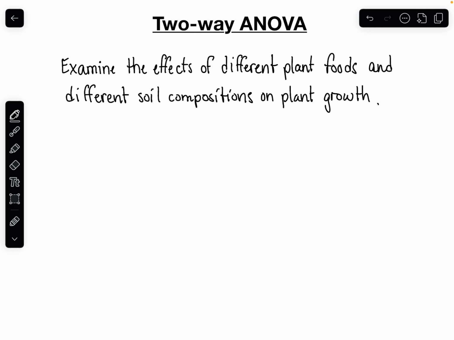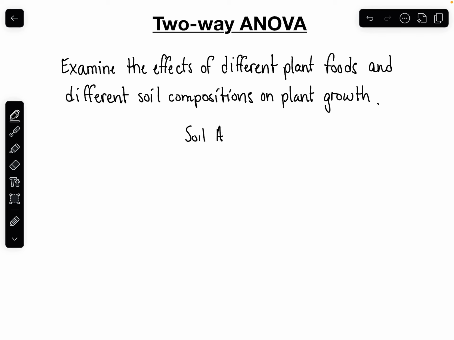Now, we could do this as two separate experiments. We could do one experiment where we use the same soil composition and all different plant foods. And then we could do another one where we use the same plant food but all different soil compositions. Or we could find every combination of each, so that if there were, say, 3 different plant foods and 2 different soil types, that's a total of 6 combinations. We might lay out a table such as this.